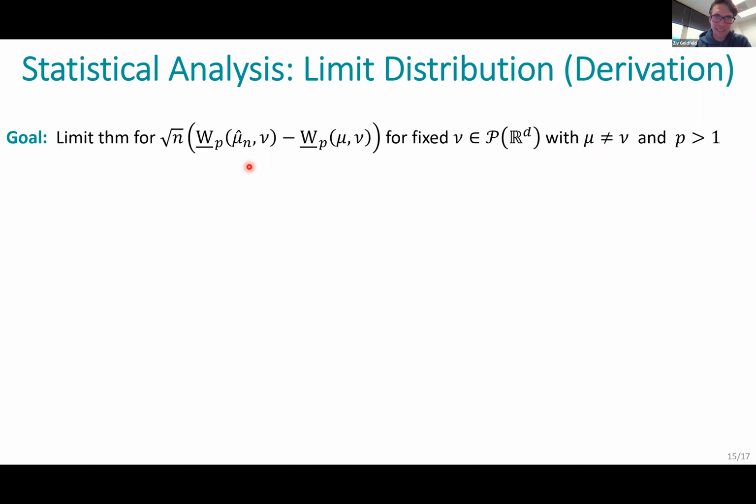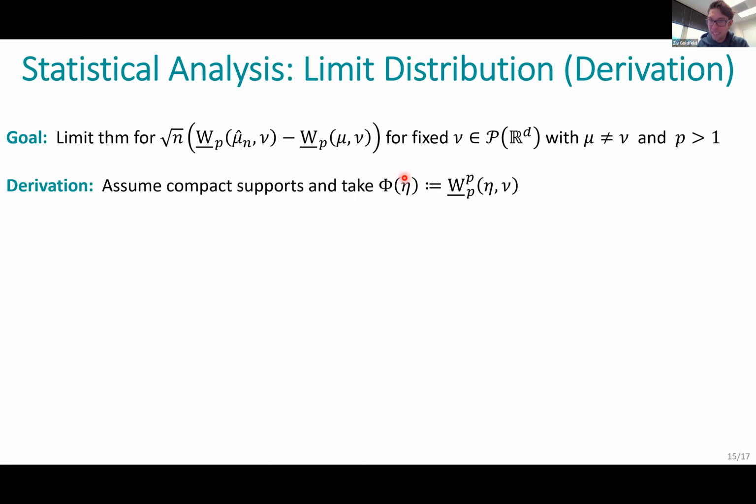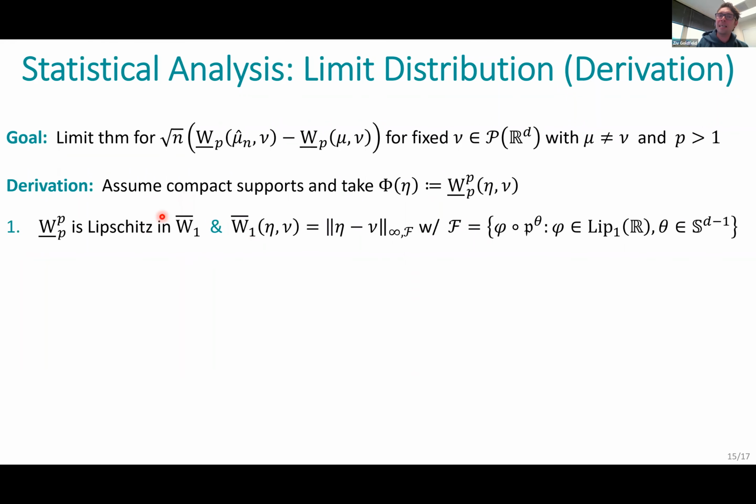Now, the goal here is to cast this question under the general framework. So let me define my functional phi of eta, eta being the variable, a probability distribution, as the average slice WP distance between this eta variable and my fixed nu raised to the power of P. This is my functional. I want a limit theorem for this. Now, the first thing that I need to do, and I can, under the assumption of compact support, indeed do that, is show that this functional is Lipschitz, and in particular that it's Lipschitz in this max slice W1 distance, which is great because it exactly corresponds to the structure of a sup norm with respect to an appropriate function class.